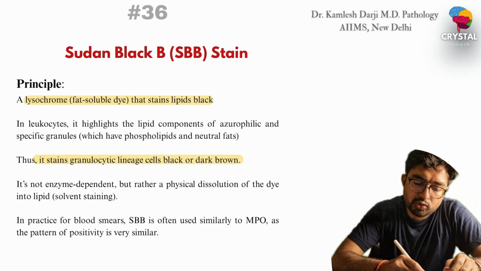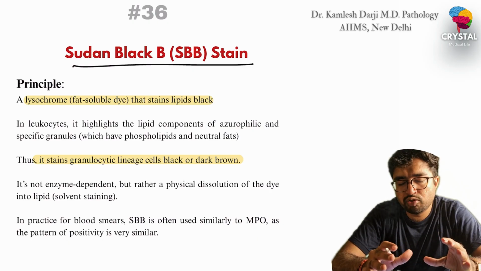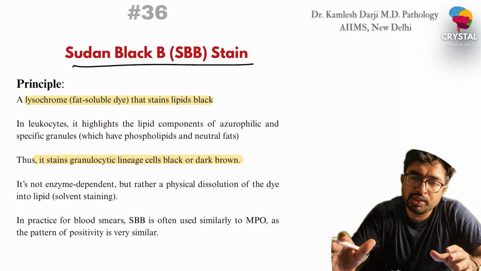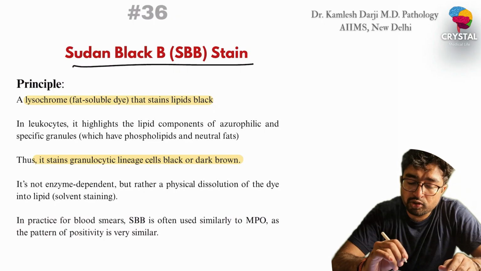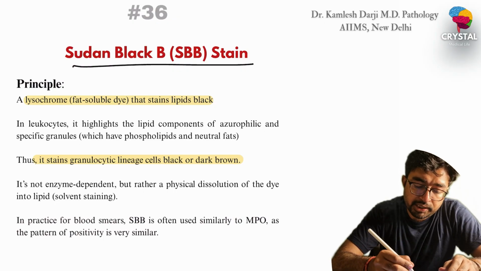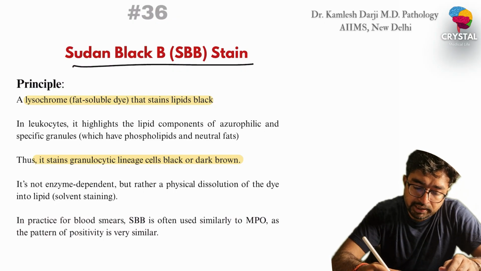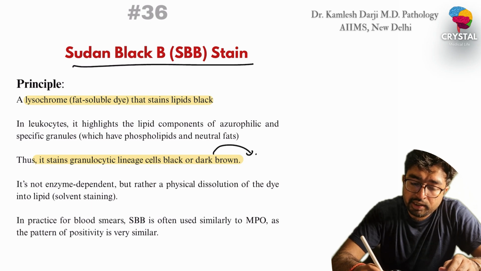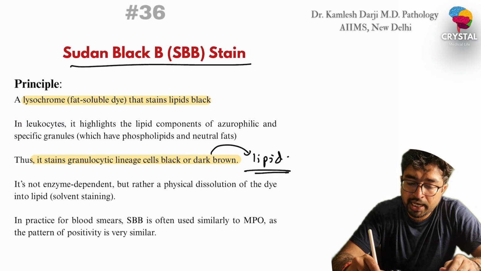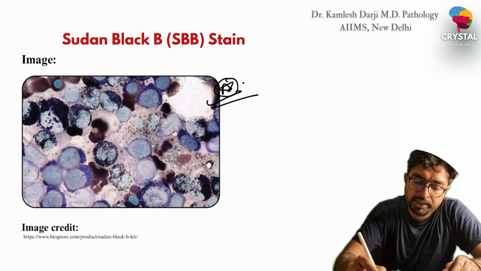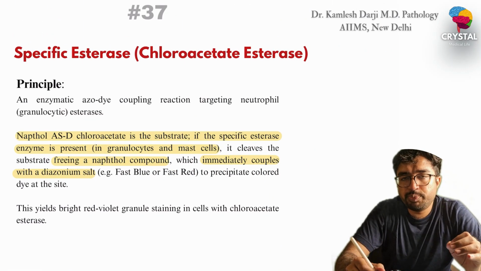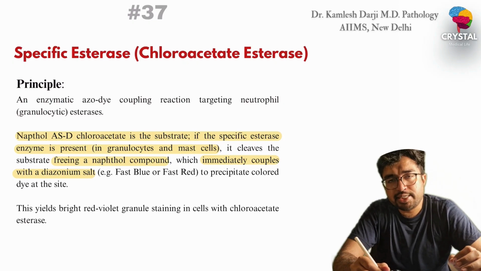Next stain is the Sudan black B stain, which is also used to differentiate the myeloblast from the lymphoblast. But here it is not an enzymatic process. Here they stain the lipid molecules of the granulocytic lineage, and it appears dark brown or black in color. Sudan black B.